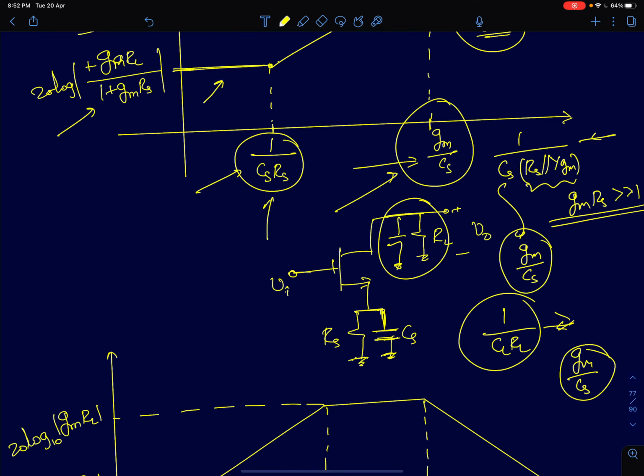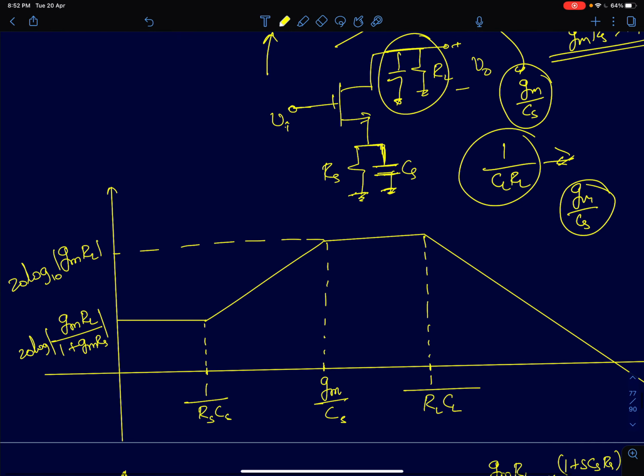So, this 1 by CS RS is a 0. So, 0 is always occurring at the lowest value. I am assuming 1 by RLCL appears after GM by CS. So, this is how the graph looks like. The gain will flatten out when you encounter the first pole. Then when it encounters the second pole, it will start rolling off with a slope of minus 20 decibels per decade.